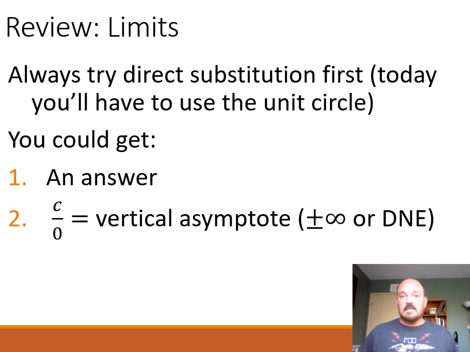Now the other two things that can happen is you could get any constant over 0, any number over 0. What that tells you visually is that there's a vertical asymptote there, and the answer to the question is either going to be positive infinity, negative infinity, or does not exist. And you'll look at a graph to decide that. It depends on what it looks like.